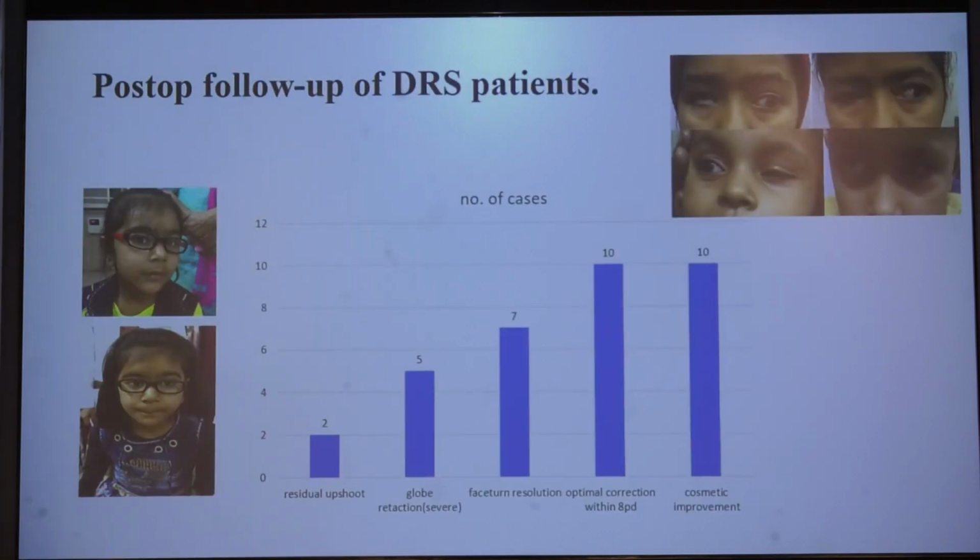If we talk about the success of our results, we were able to achieve significant improvement in the cosmetic appearance and also significant resolution of the face turn with successful ocular alignment in around 70% of the cases. There were only a few cases, less than 10%, in which we had residual globe retraction with residual upshoot, and that was only in severe globe retraction patients.